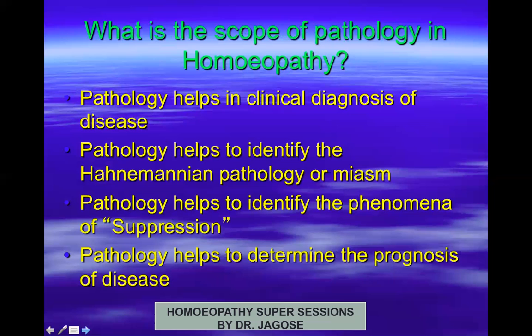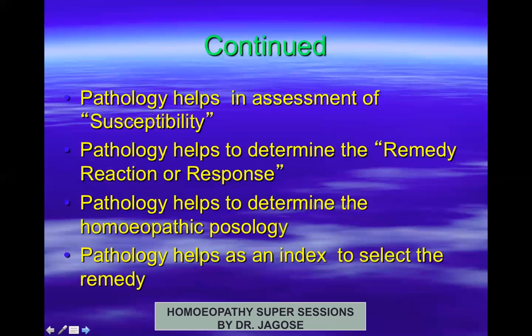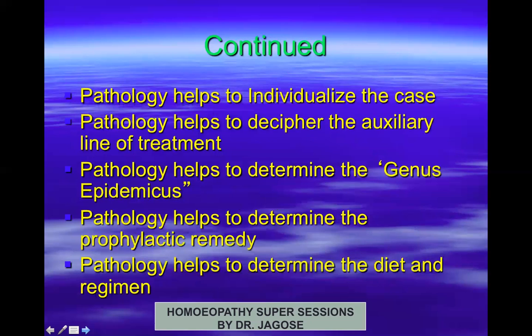Now, what's the scope of pathology in homeopathy? Or rather, why is it important? Pathology helps in the clinical diagnosis of the disease. It helps to identify the Hahnemannian pathology or the miasms. It helps to identify the phenomena of suppression, and it helps to determine the prognosis of the disease. It helps in the assessment of susceptibility, helps to determine the remedy reaction or response, helps to determine the homeopathic posology, as well as it helps as an index to select the correct remedy.